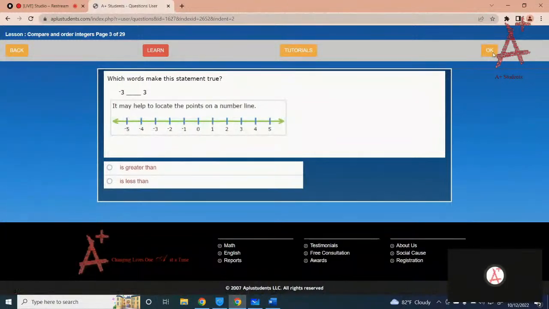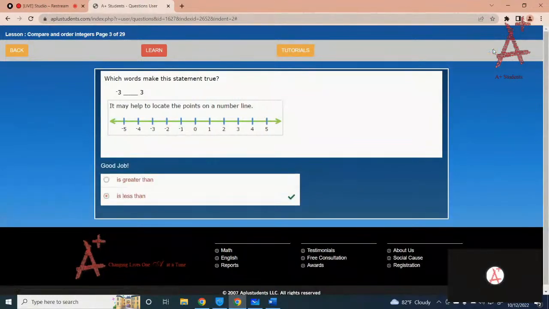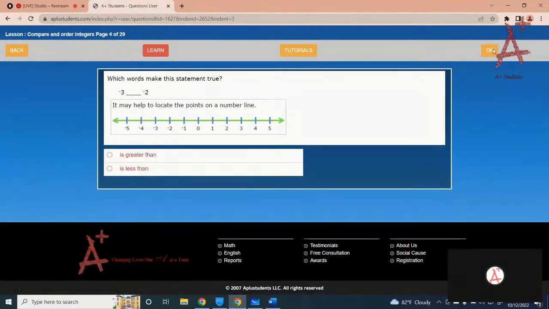Okay, which words make the statement true? Negative 3 and 3. Negative 3 is less than 3 or greater than 3? Negative numbers are always smaller than the positive numbers. Got it? So negative 3 is less than 3. Greater? No, negative 3 is smaller than 3. Got it?